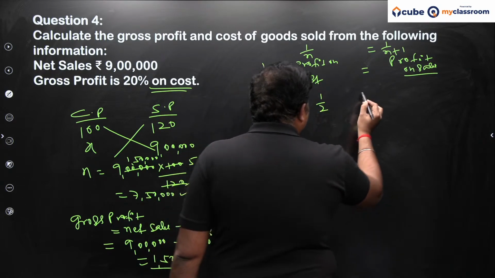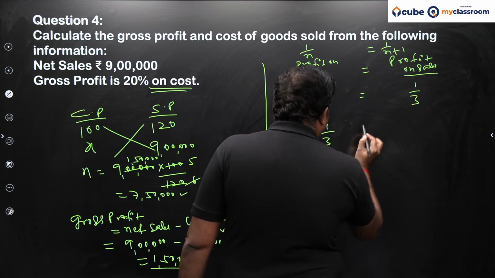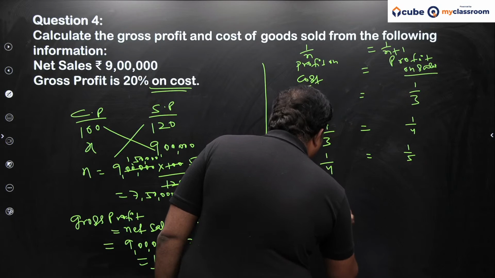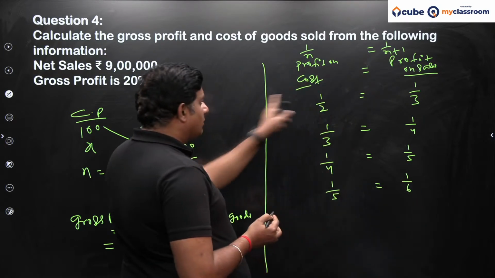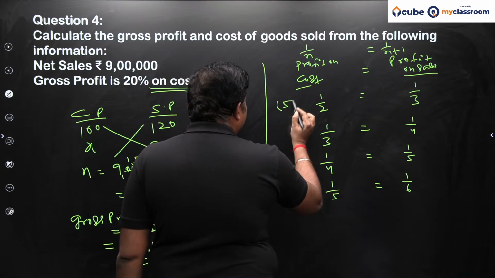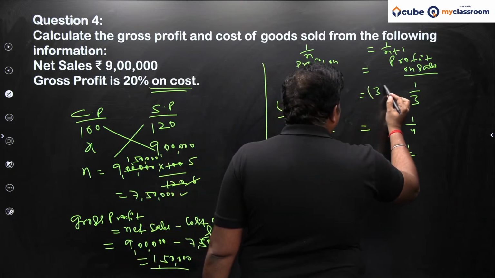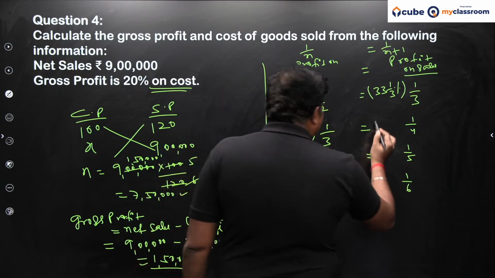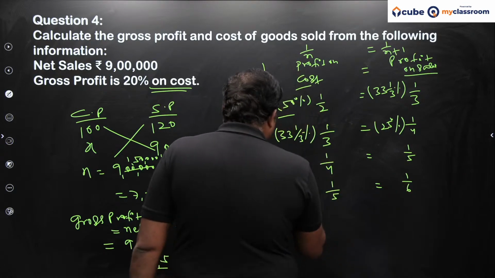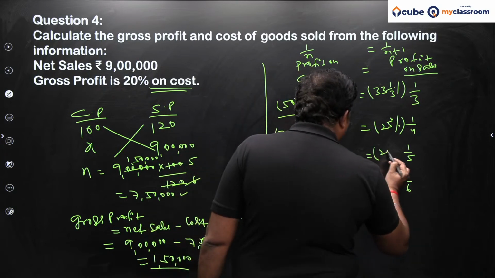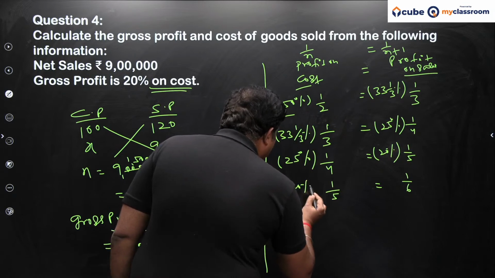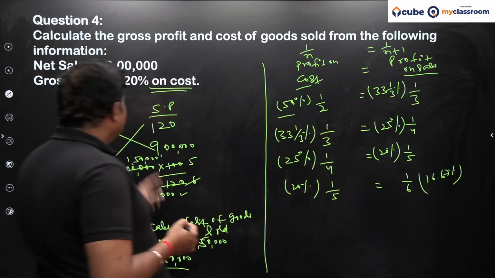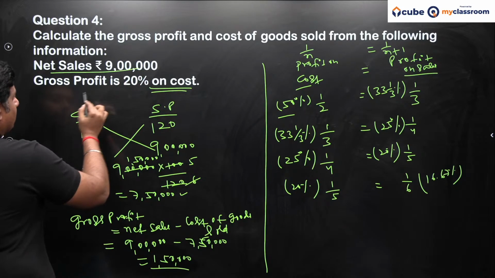So half on cost would be equal to 1/3 on sales. 1/3 on cost equals 1/4 on sales. 1/4 on cost equals 1/5 on sales. 1/5 on cost equals 1/6 on sales. Now if these fractions are converted into percentages, how much will it be? 50% on cost would be equal to 33 1/3% on sales. 33 1/3% on cost is equal to 25% on sales. 25% on cost is equal to 20% on sales, and 20% on cost is equal to 16.67% on sales.